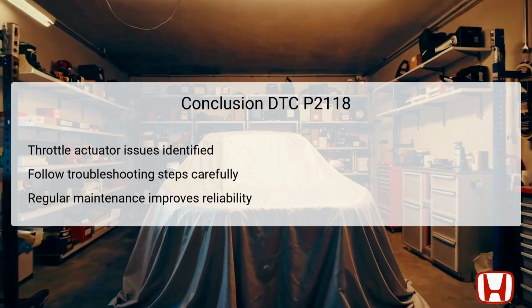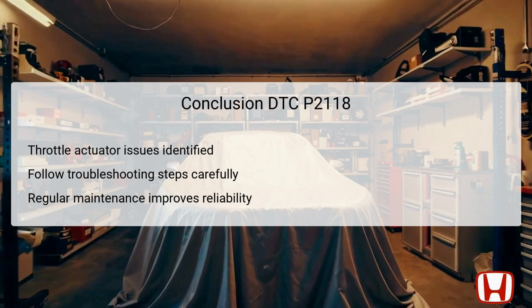In conclusion, DTC P2118 is indicative of throttle actuator current range or performance problems, primarily affecting the throttle body's functioning. Proper diagnostic procedures are paramount to accurately identifying and rectifying the issue, incorporating systematic checks of electrical and mechanical components. Following each troubleshooting step carefully ensures that you rule out potential causes efficiently.